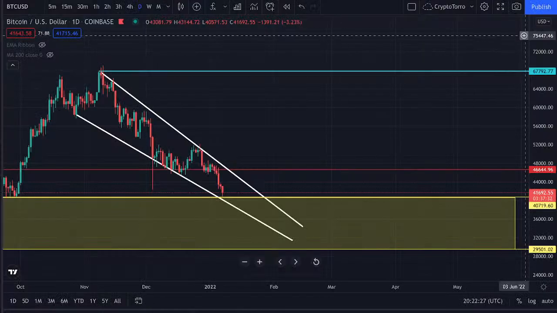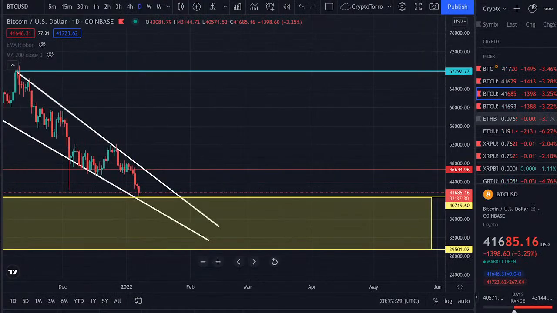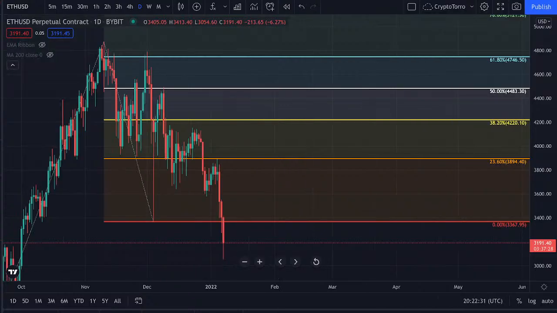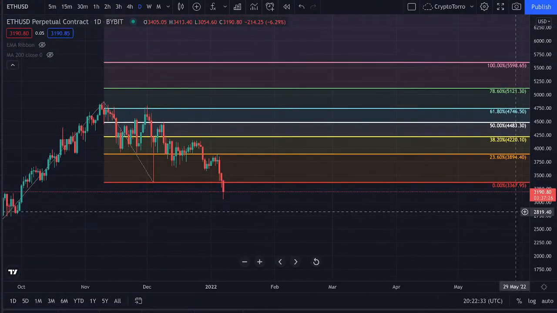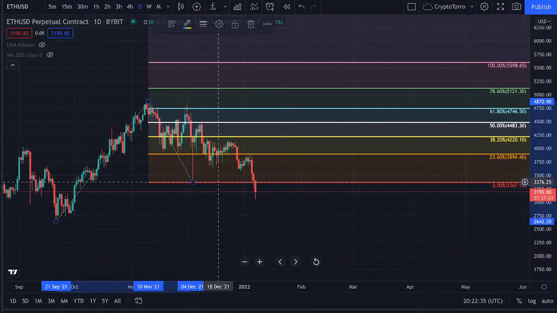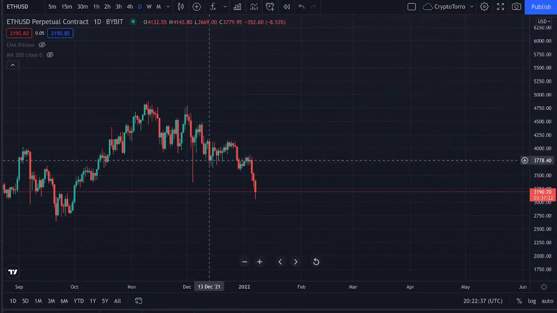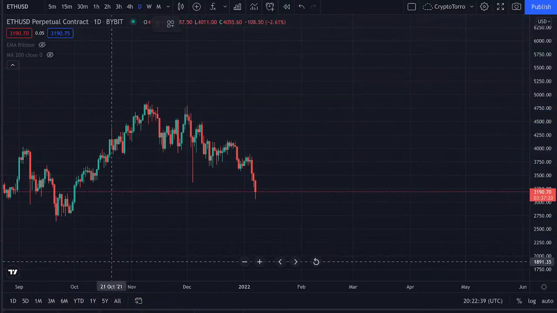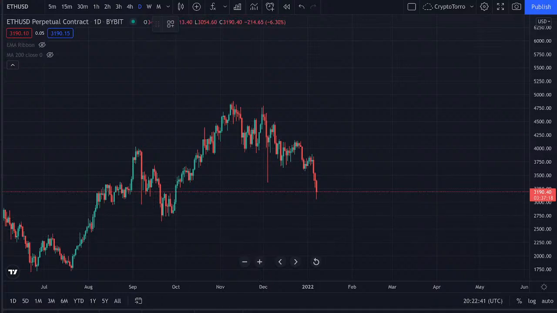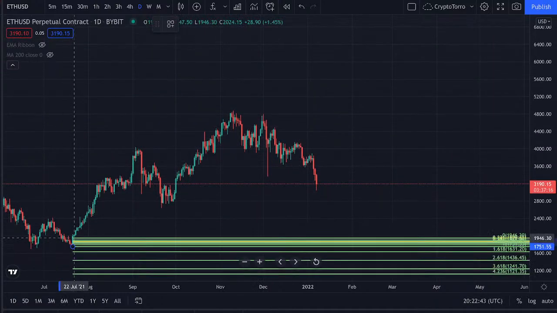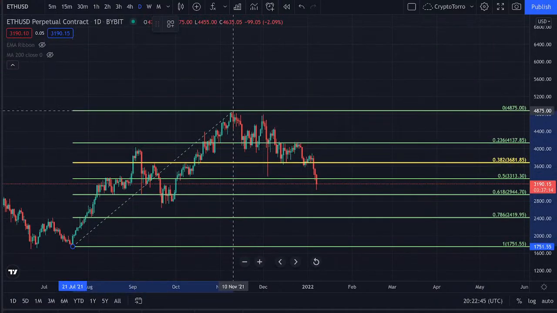So this being said, let's get started on what we are currently seeing on Ethereum and what I think is very important. So let's firstly remove this Fibonacci and place a new Fibonacci retracement from swing low towards swing high on the daily time frame.